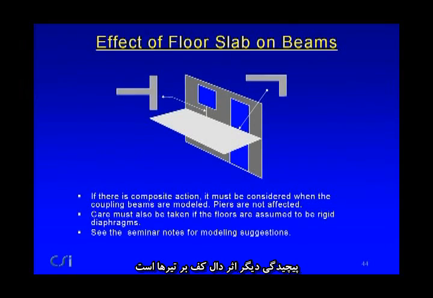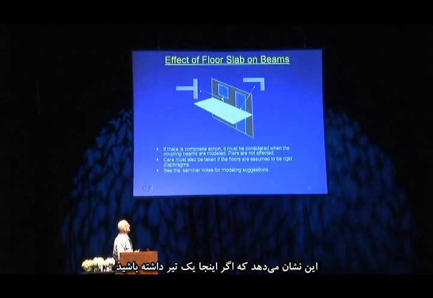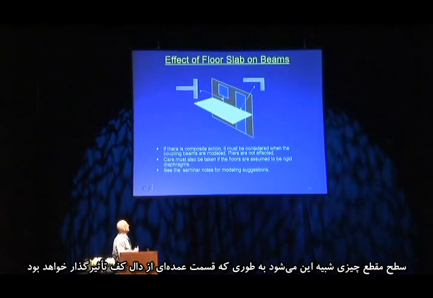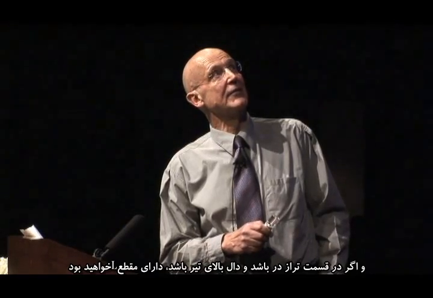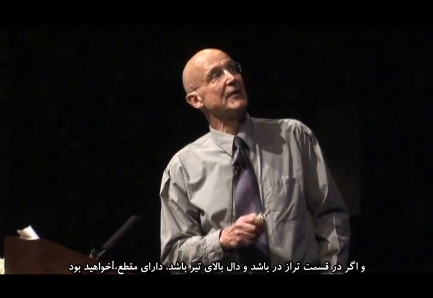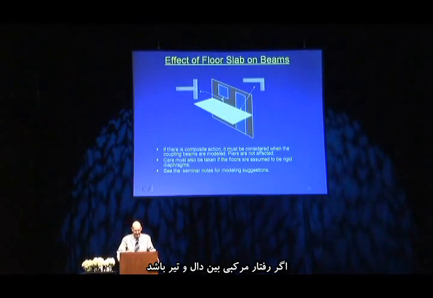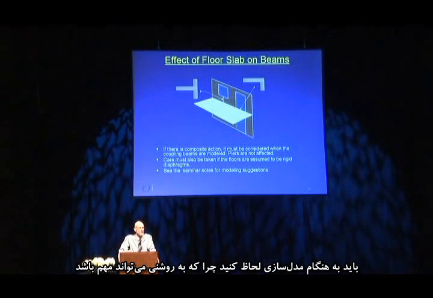Another complication is the effect of the floor slab on the beams. This just indicates that if you have a beam here, the cross-section might look something like this, where a substantial portion of the floor slab might be effective, and if it's behind an elevated door, then the slab might be on top, and you might have an L section. So if there is composite action between the slab and the beam, it must be considered when you model the coupling beams. This can obviously be pretty important.